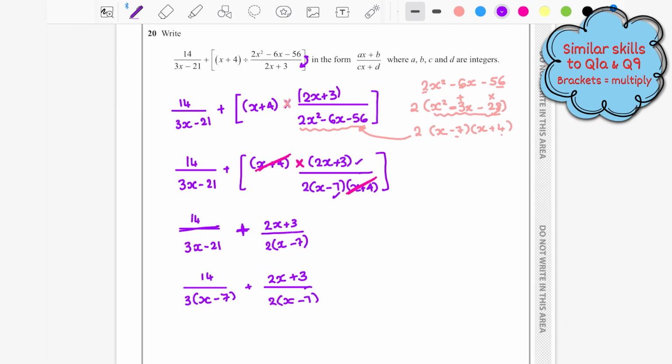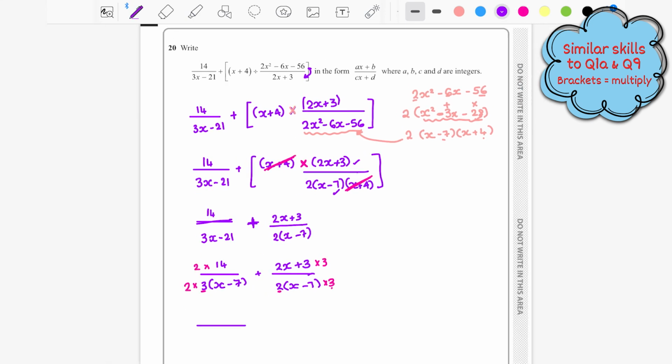So now we want our denominators to be the same. If I look over here, I've got 3 and 2. How can I make them the same? If I multiply this 3 by 2, I get 2 times 3, which is 6. And if I multiply this side by 3, I do 3 times 2, which is 6. And whatever I do to the bottom, I do to the top. So multiply the top by 2, multiply the top over here by 3.